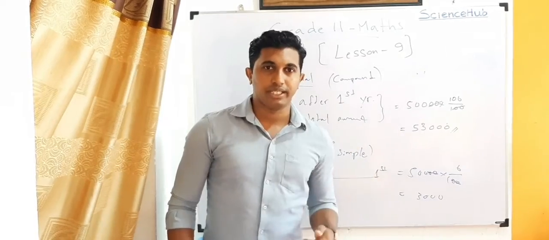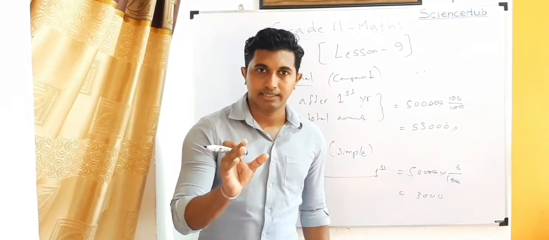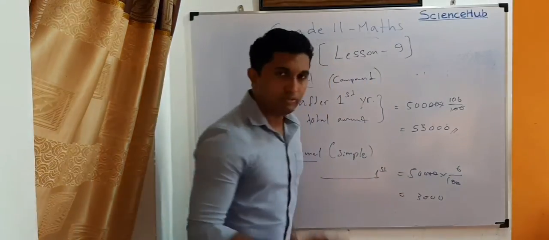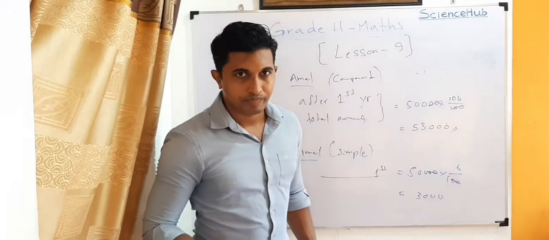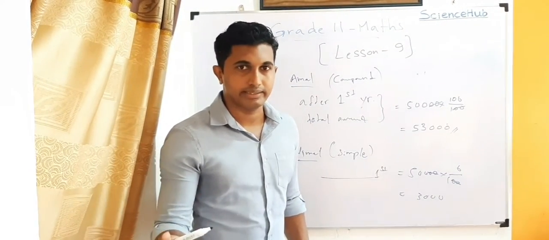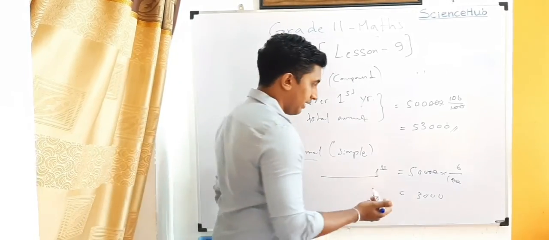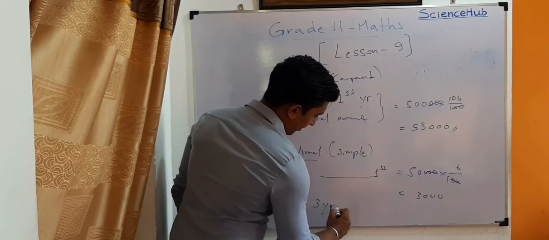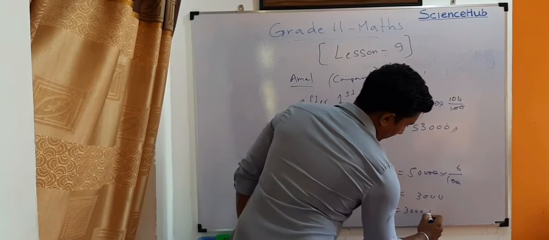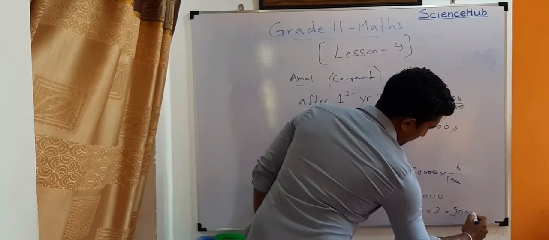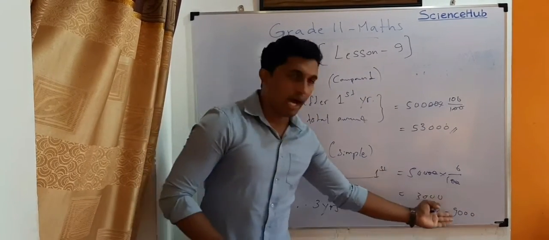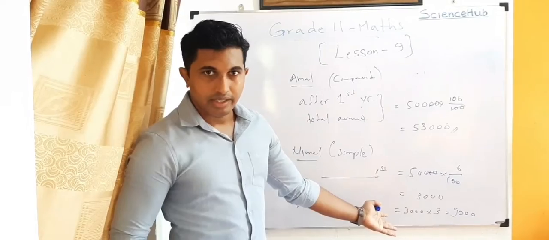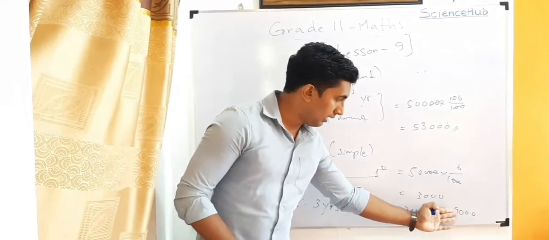Therefore, what could be the total interest amount after 3 years? If 3000 for 1 year, then 9000 for 3 years. Okay, that is a very simple thing. Therefore, 3 years, 3000 into 3, 9000. This 9000 is the total amount of interest. Okay, not the total amount, this is the interest amount.